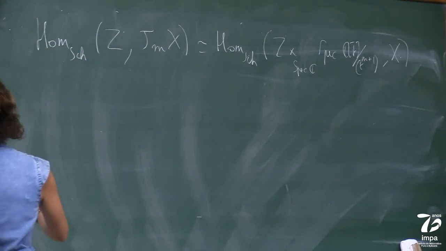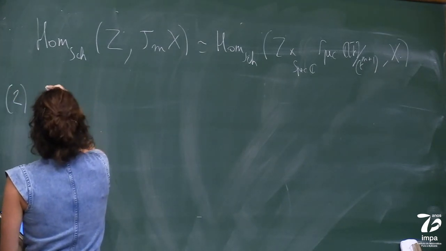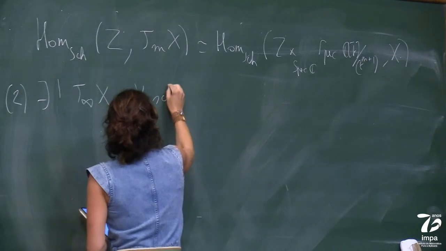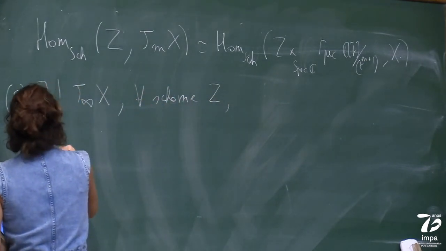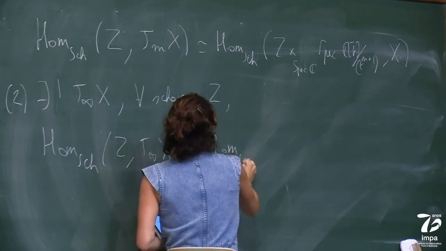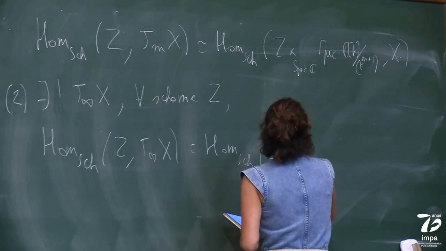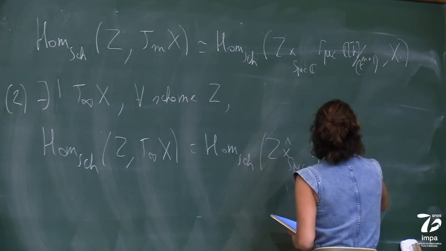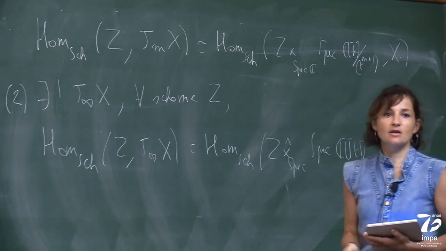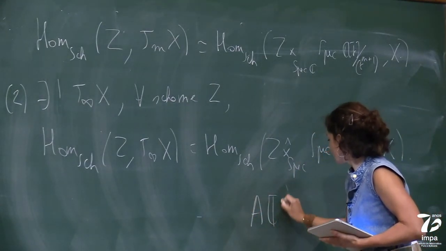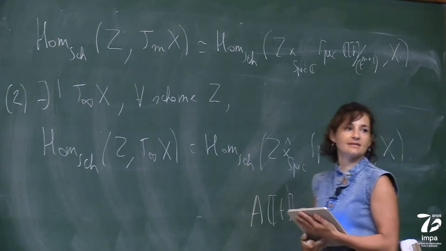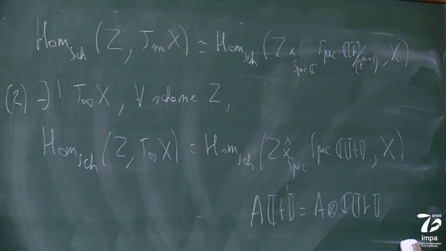And for the arc space, there exists a unique scheme such that for any scheme Z, morphisms of schemes from Z to this scheme are the same as morphisms of schemes from Z cross the spectrum of C[[t]], the formal disk, to X. So here I need to take the formal completion. The reason is that this algebra is different from the tensor product. OK, but of course, if you rewrite in terms of algebra, you recover what I explained before for affine schemes.